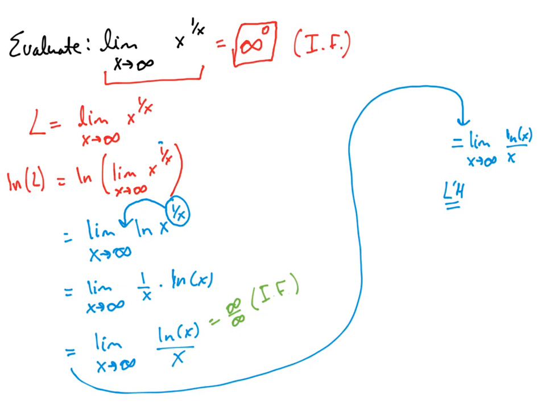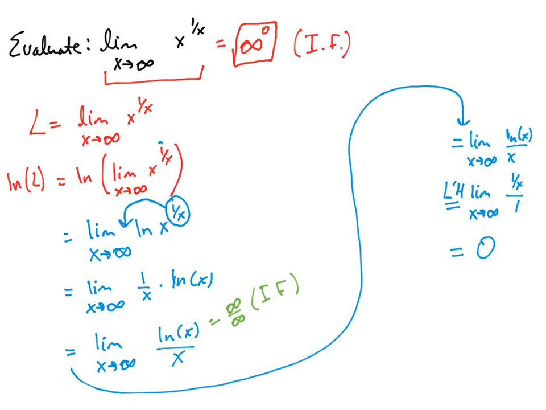Applying L'Hopital's rule, we want to take the derivative of the numerator and the denominator. So the derivative of ln of x, we're going to have 1 over x divided by 1. And by direct substitution here, we're going to end up with 0. So we get 0 over 1, which is just 0.